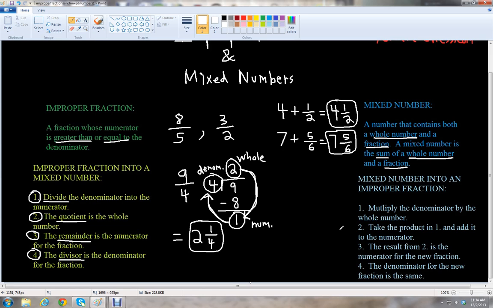Okay, so let's look at a quick example. If we have 5 and 2/3. So this is our mixed number. The whole number is 5 and our fraction is 2/3. And we want to convert this into an improper fraction.